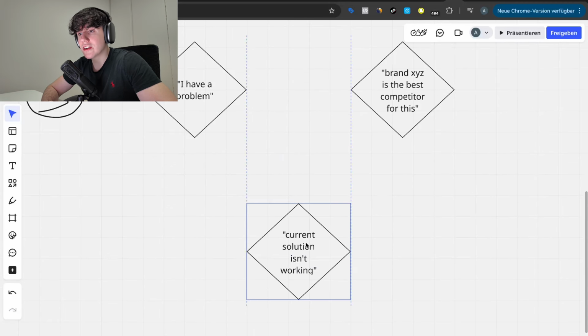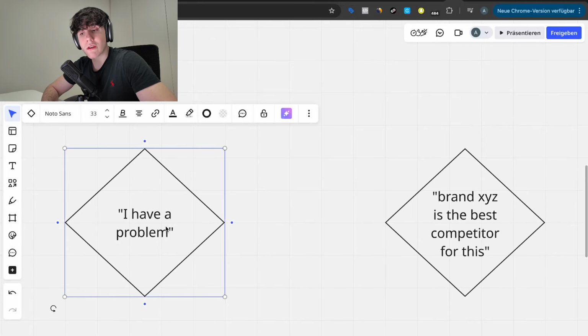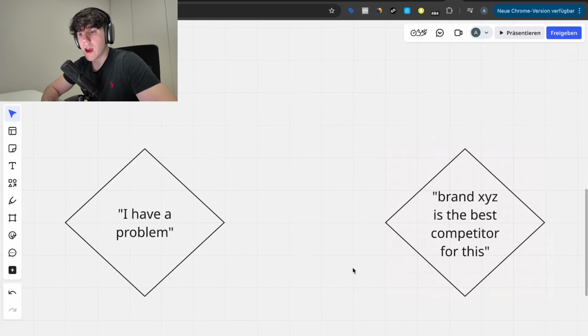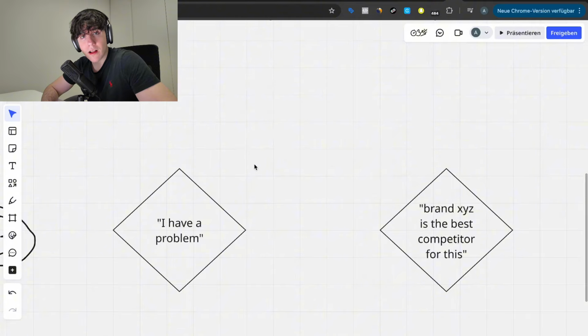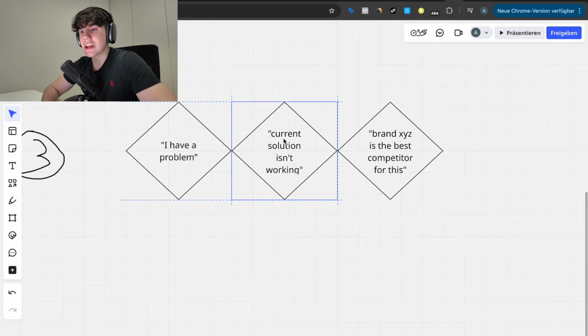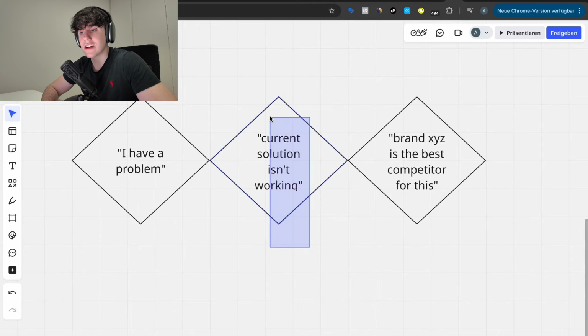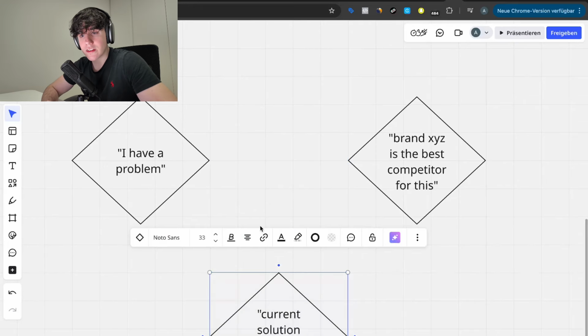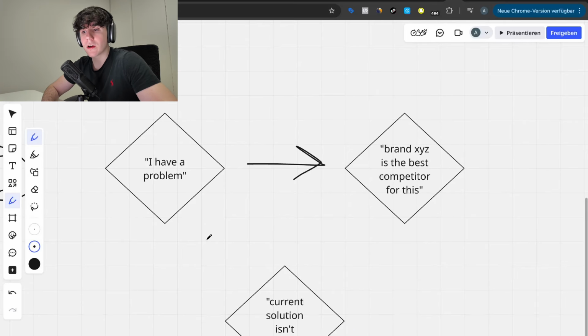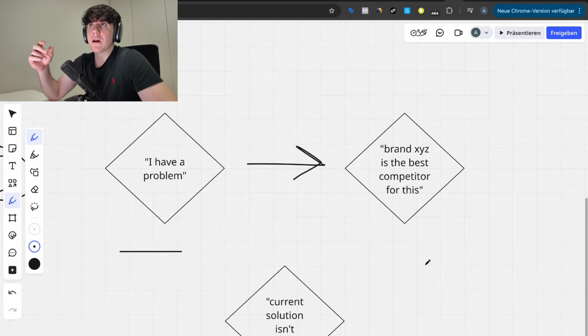Most people are very good at changing these 2 here. Very good at creating a problem, and very, very good at saying, hey, I'm the best competitor. But they skip belief 2. They skip belief 2, meaning they don't actually change the belief that my current solution isn't working. If you go straight from here to here, people are going to look at your ad and think, I have a problem, cool, perfect. But then, and this is the crucial part, they're going to think, okay, but I'm already doing this and that, right?